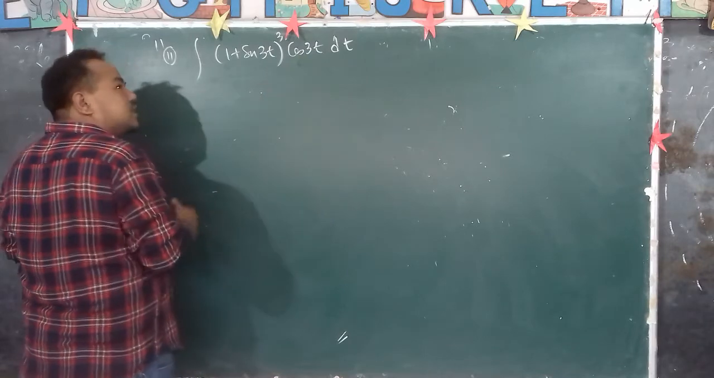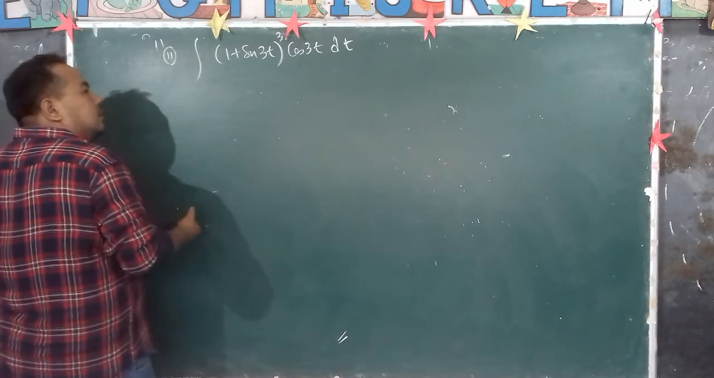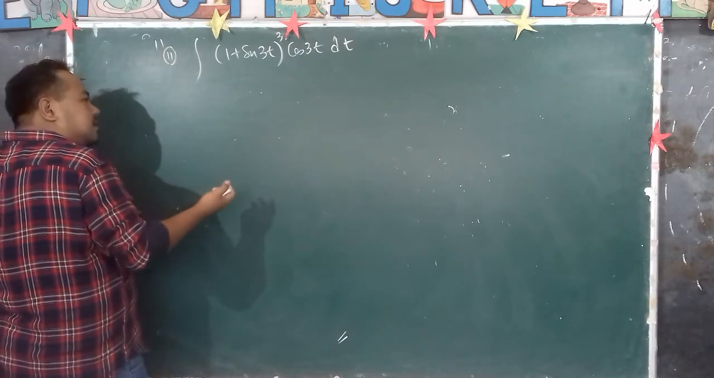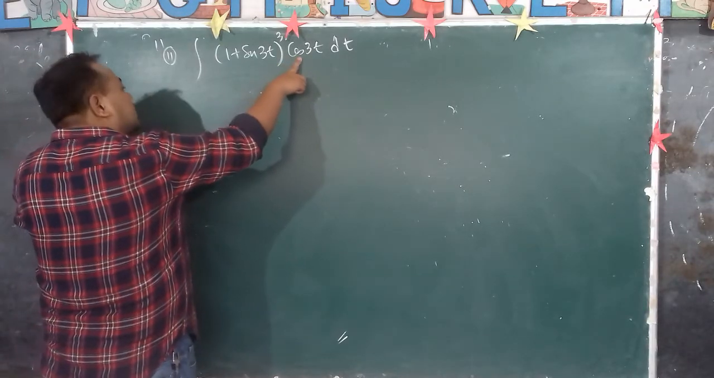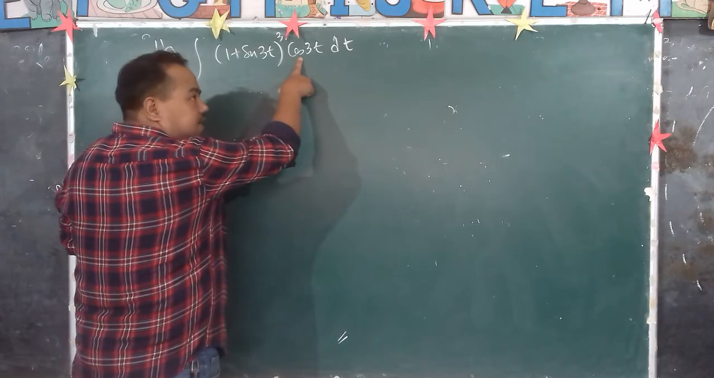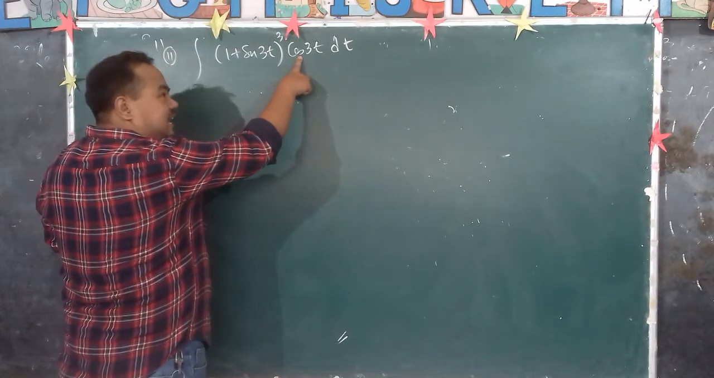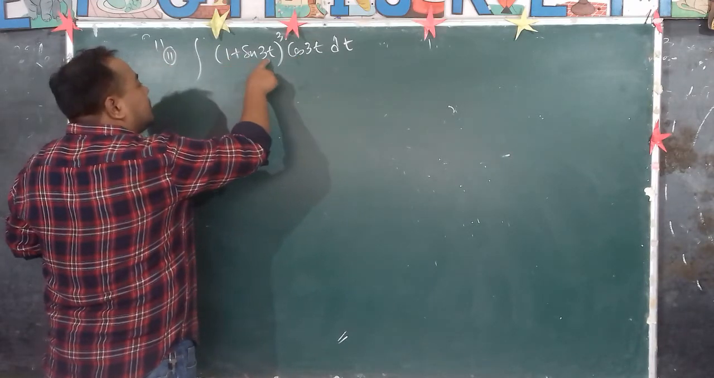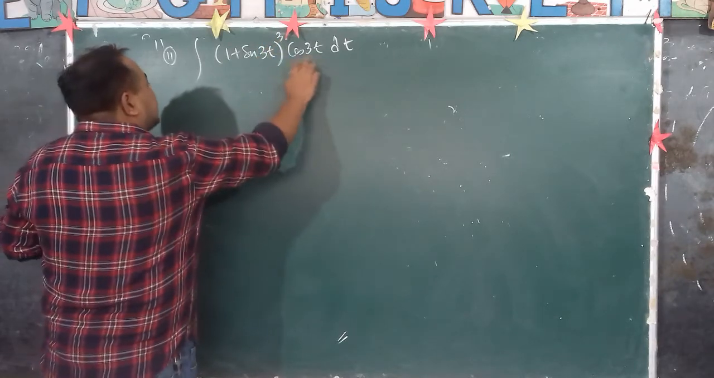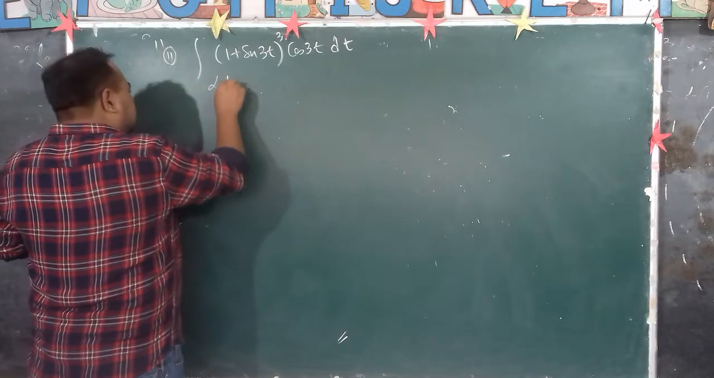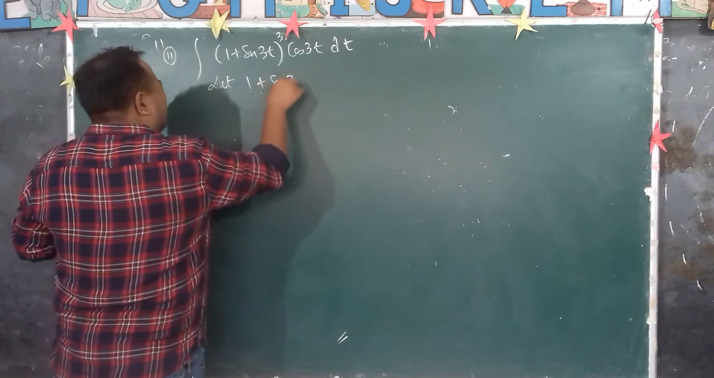If you are having problems understanding the composite part, then differentiate one function at a time, and if you get the other, then take that as z. For example, if I think that cos 3t should be taken as z, what is the differentiation of cos? It's sine, but you are supposed to get 1 plus sine 3t whole to the power 3. That is, you are not getting that. That is why we are not taking this as z. So let 1 plus sine 3t equal to z.